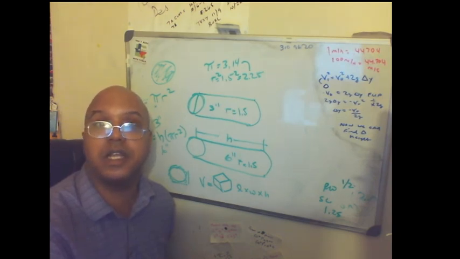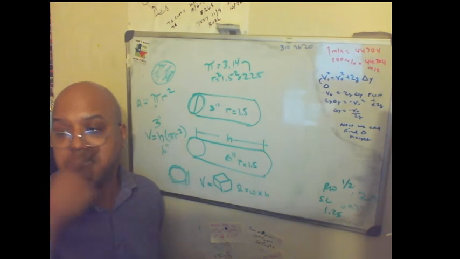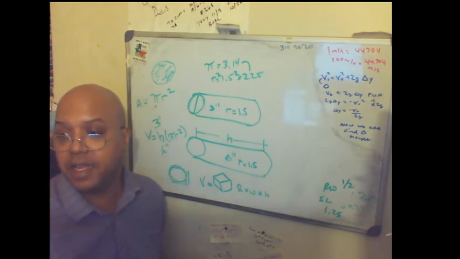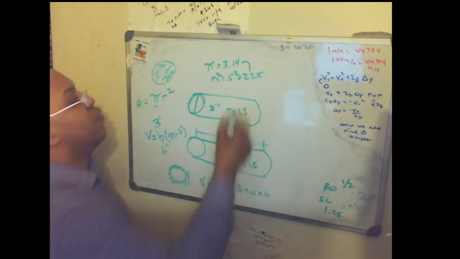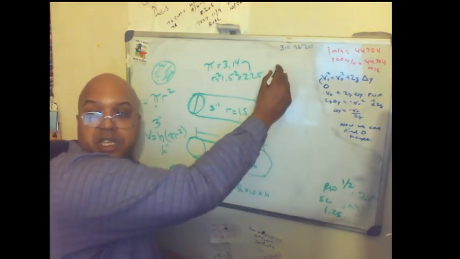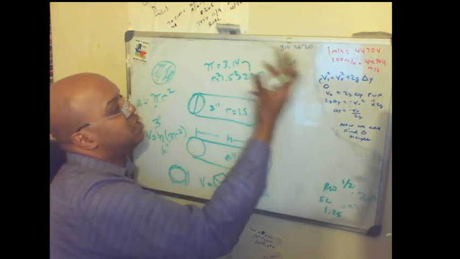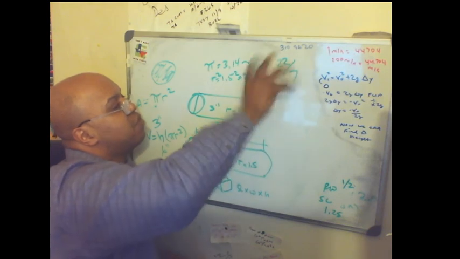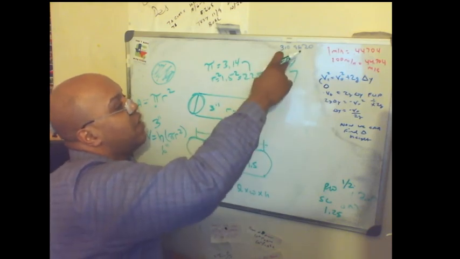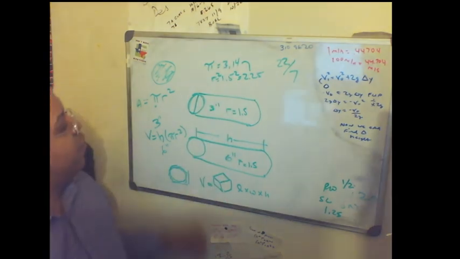Let's see, 22 divided by 7. Yeah, 3.1428 and so on. So that is just a fractional form for 3.14. Every fraction is a division problem, so if we divide 22 by 7, you're going to get about 3.14.